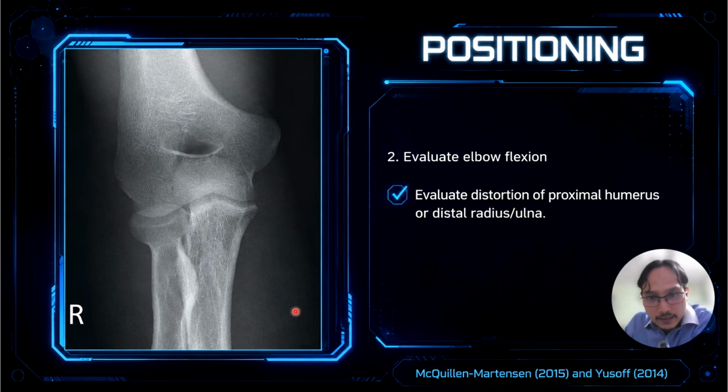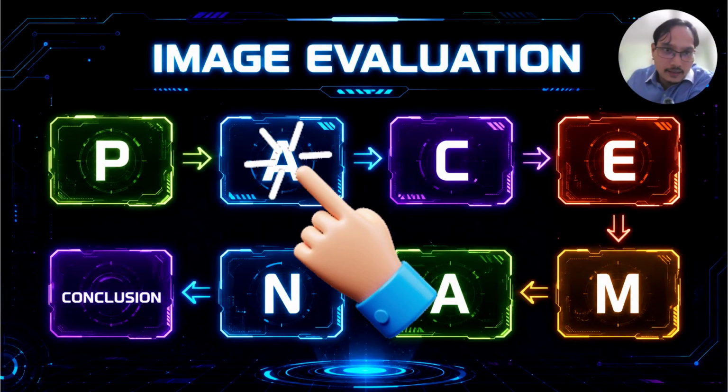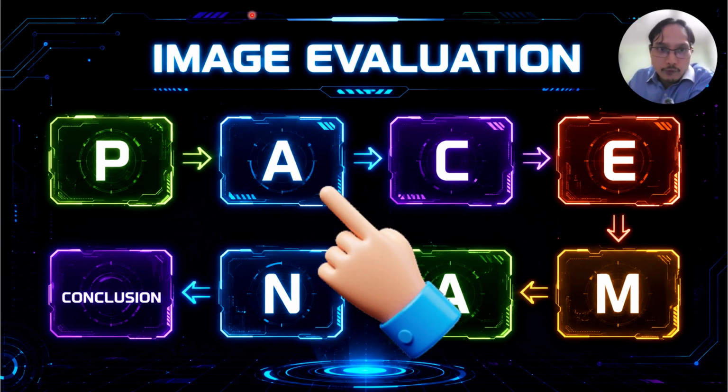How to improve this? If possible, fully extend the elbow. If the patient is unable to extend the elbow, this is an acceptable projection of the distal humerus. A second AP projection of elbow should be taken with the forearm positioned parallel with the image receptor. Next, A for alignment.